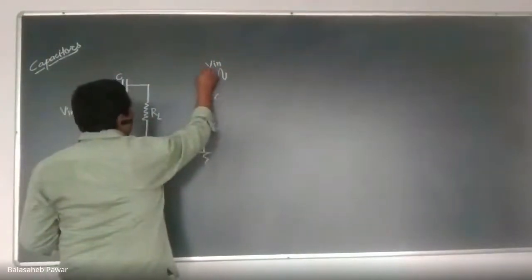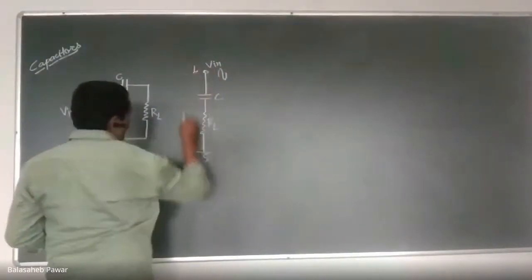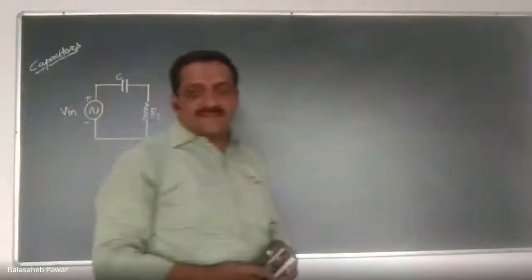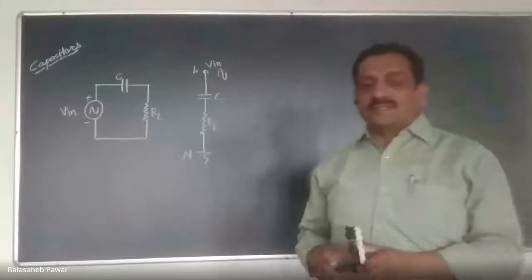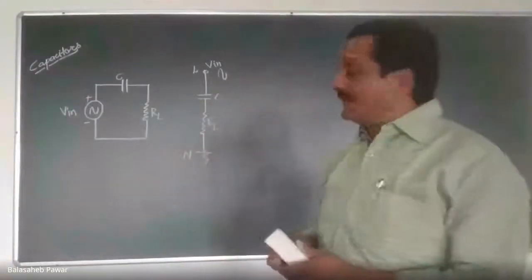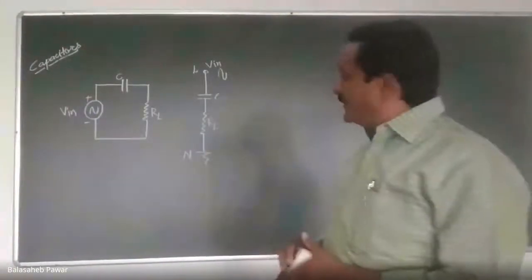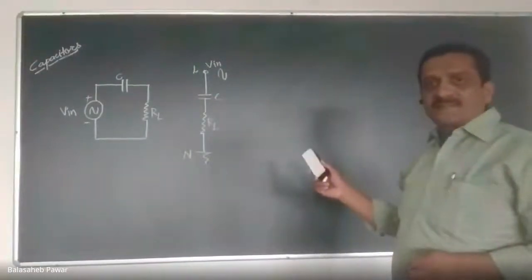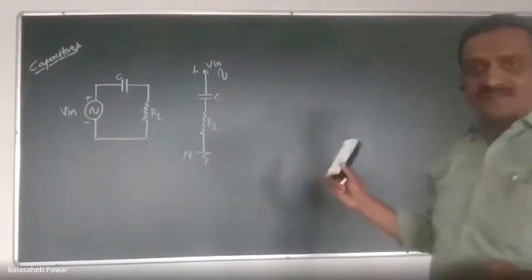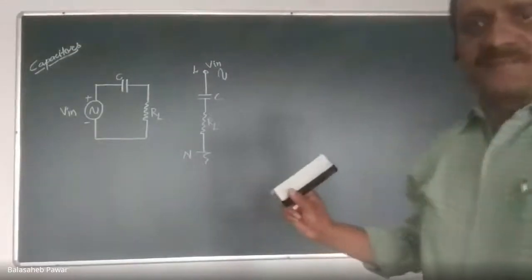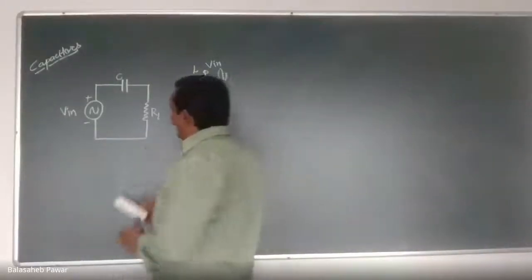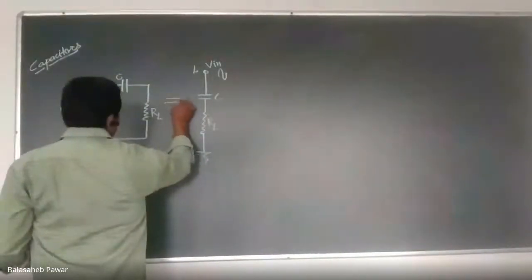So we can call this terminal the live terminal and this one neutral. For an AC signal, remember, don't call the terminals positive and negative. Generally, they are shown as live and neutral. Is it visible? Or shall I change the light intensity? Is it visible to all properly? Okay. So these two circuit diagrams are the same, remember.